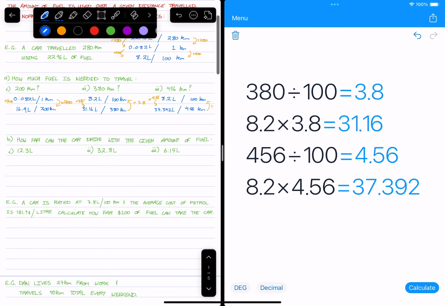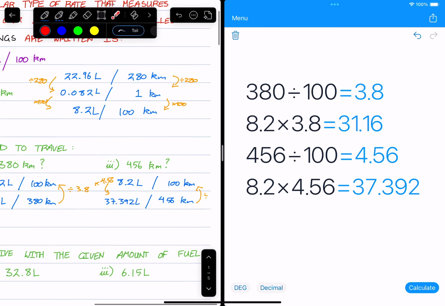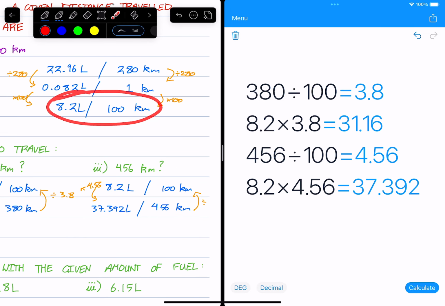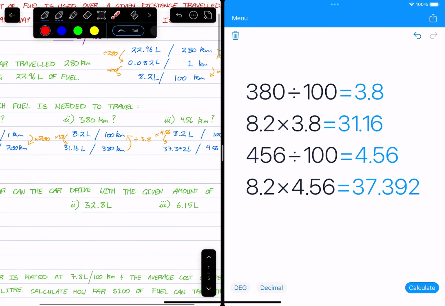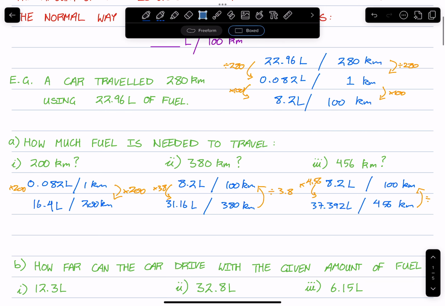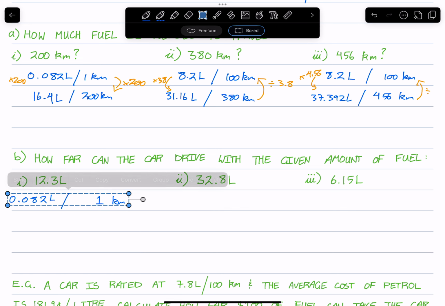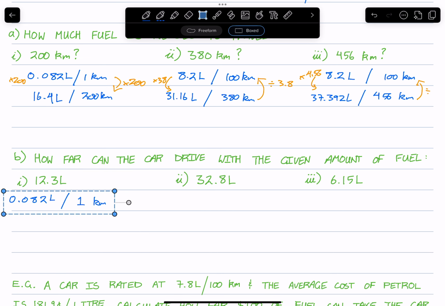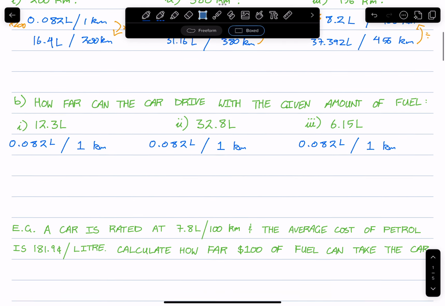So I hope that's very straightforward. It's the exact same as we've done before, but it's just with an added layer of knowing that this is the proper fuel rating that you have to answer with. But when it comes to calculations, you can use either of these. Let's finish off this question. For simplicity's sake, I'm just going to be using the unitary rate each time. It makes it a lot easier because it's just a per 1 kilometer calculation.